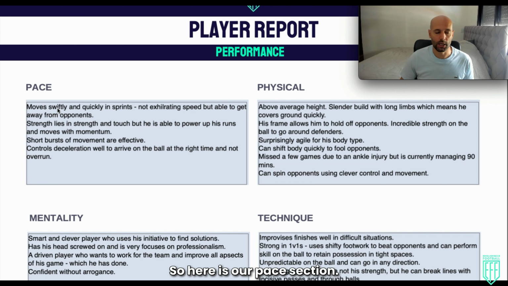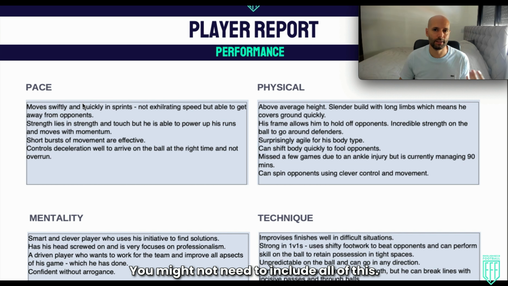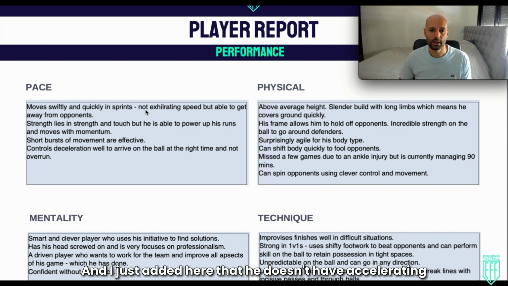So here is our pace section. Again, I've tried to include a lot of information here. You might not need to include all of this. This is just so you can see that each section of speed has a sentence for it. So moves swiftly and quickly in sprints. And I just added here that he doesn't have accelerating speed, but he's able to get away from opponents.